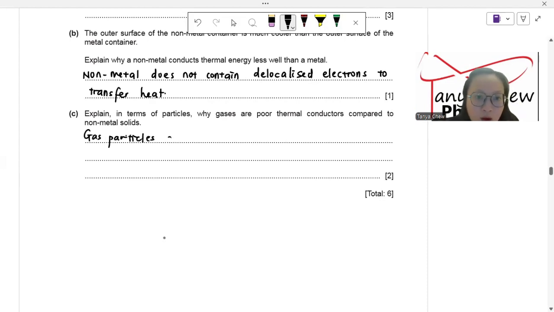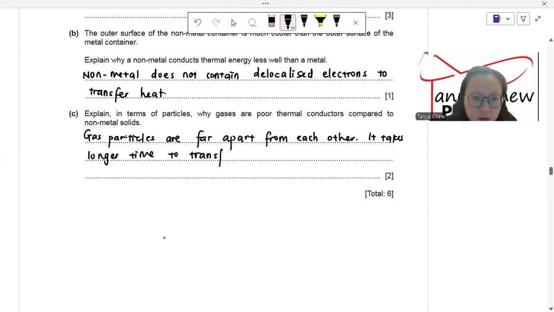particles are far apart from each other. So it takes a longer time to transfer heat from one particle to another. That's the reason why.